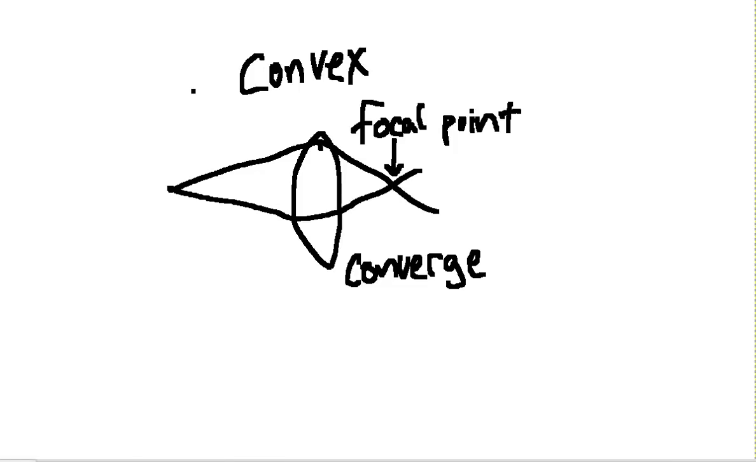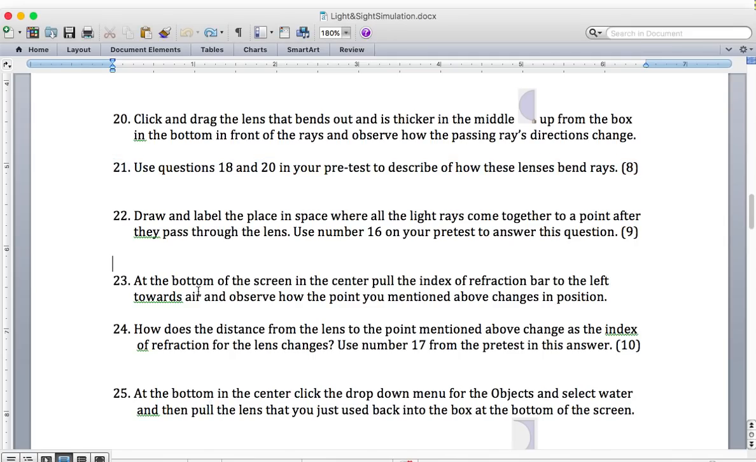Alright, jumping back to your simulation. At the bottom of the screen, in the center, pull the index of refraction. Wait, did I skip something? Nope. Pull the index of refraction bar to the left towards air and observe how the point you mentioned above changes its position.